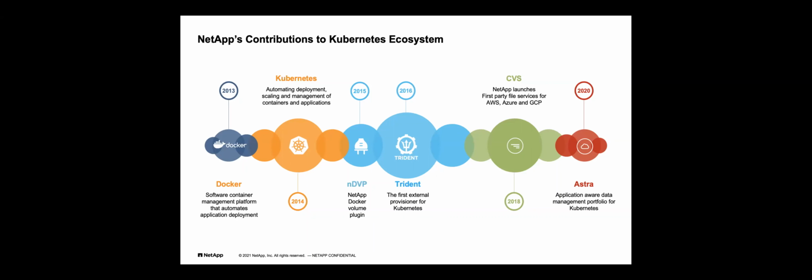And then finally, we introduced in 2020 a new set of tools, and Trident now falls under that umbrella, called Astra. And Astra is about taking that last mile and providing the capability to back up, to recover, to migrate workloads in Kubernetes, something that the Kubernetes community still hasn't really addressed.